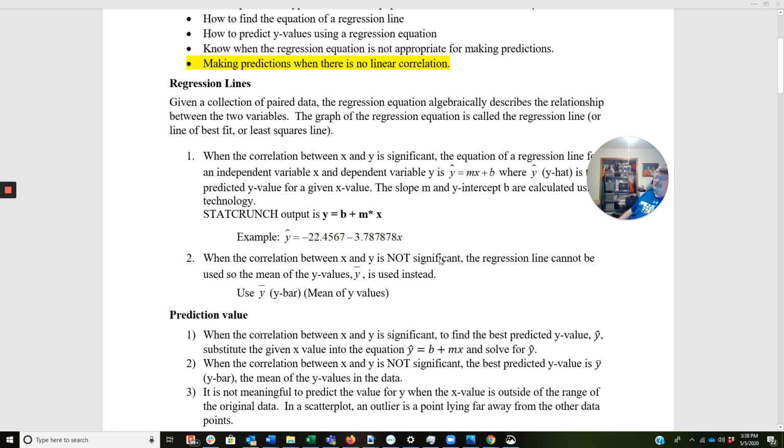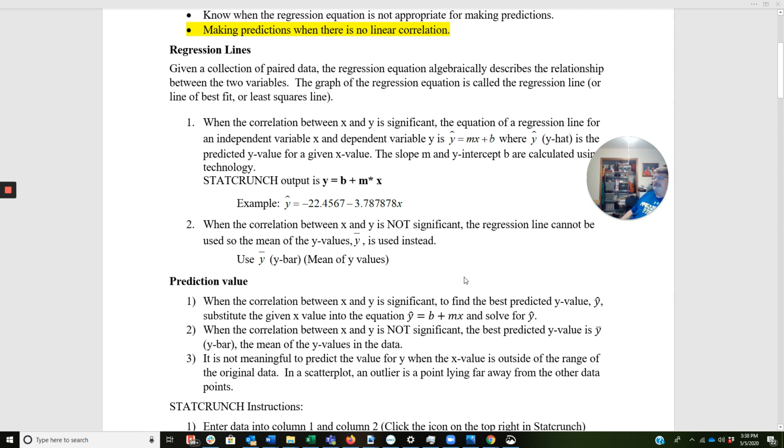But what we want to address here is the correlation when x and y is not significant. The regression line cannot be used, so the mean of the y values, y bar, is used instead. And we're going to look at a problem where we get to see what this looks like. And remember, y bar is the mean of the y values.